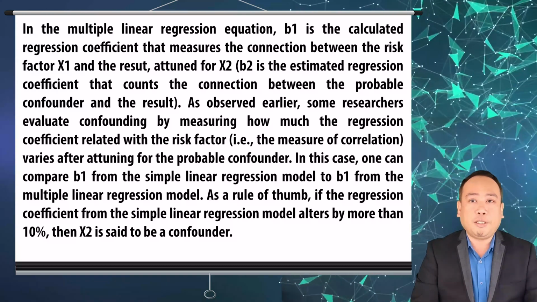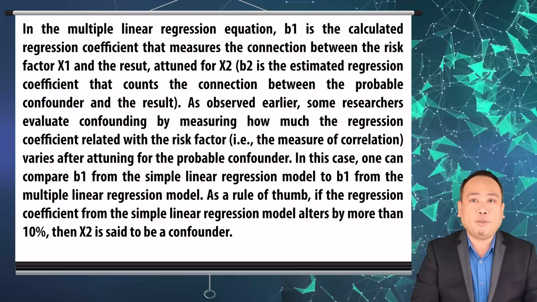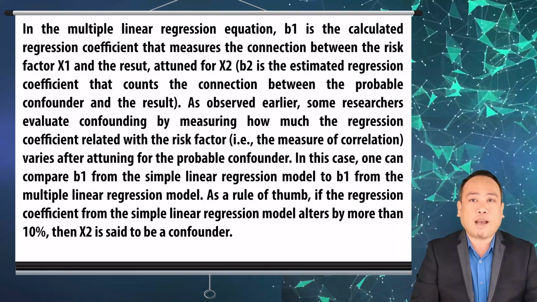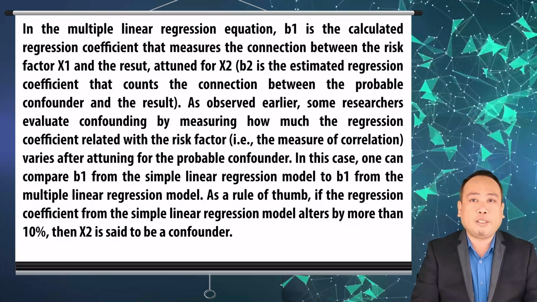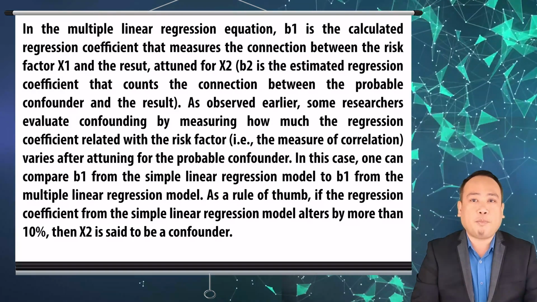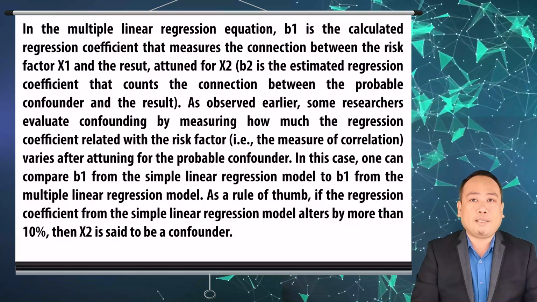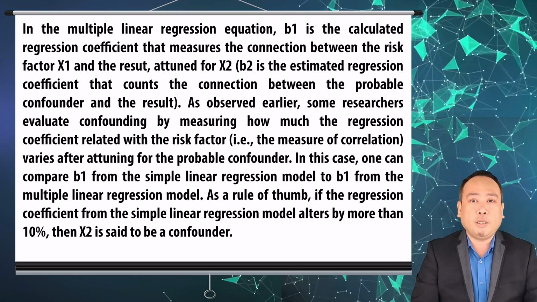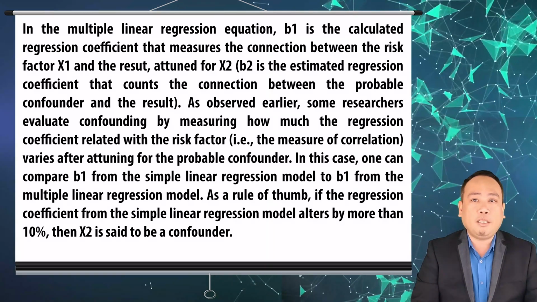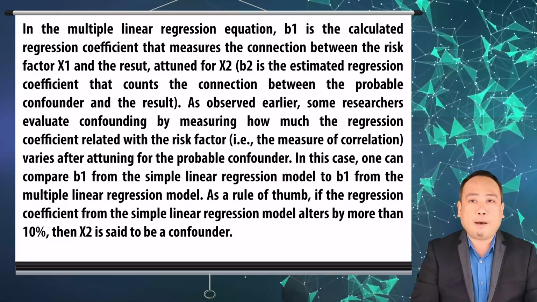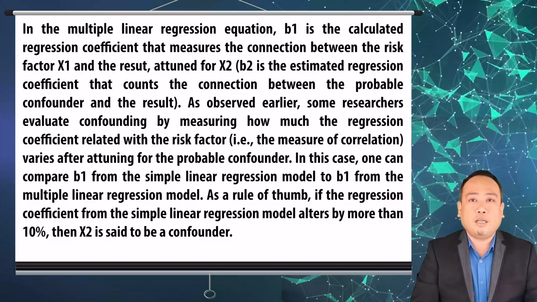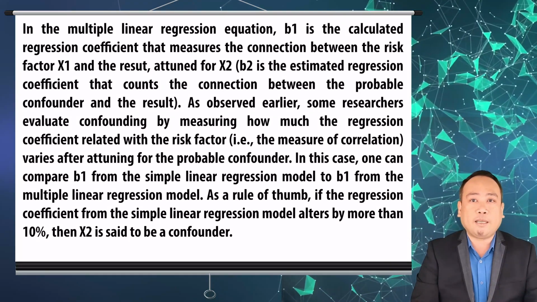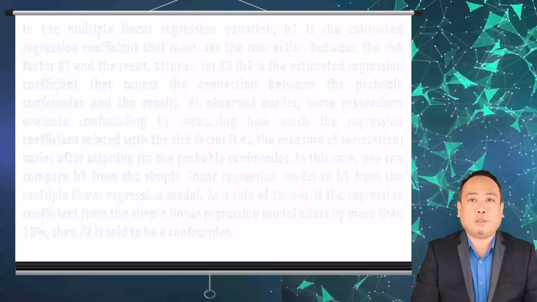As observed earlier, some researchers evaluate confounding by measuring how much the regression coefficient associated with the risk factor, that is the measure of correlation, varies after adjusting for the potential confounder. In this case, one can compare b sub 1 from the simple linear regression model to b sub 1 from the multiple linear regression model. As a rule of thumb, if the regression coefficient from the simple linear regression model changes by more than 10%, then x sub 2 is said to be a confounder.